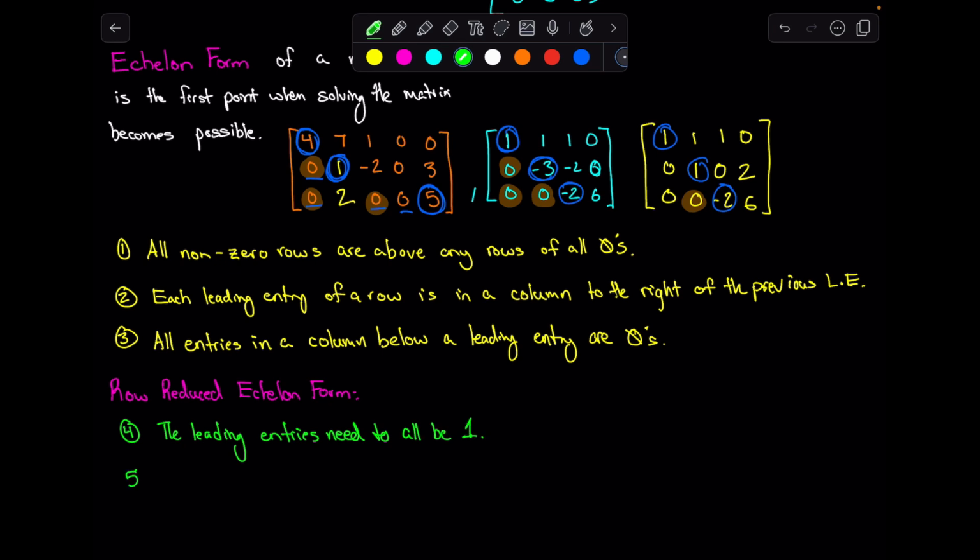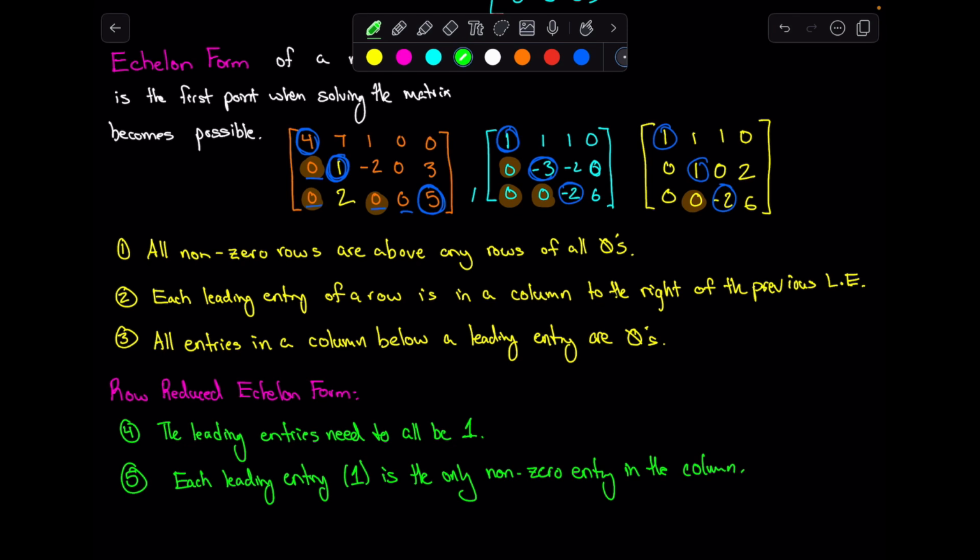And the last condition is simply that each leading entry is the only entry in the column, the only non-zero entry in the column.